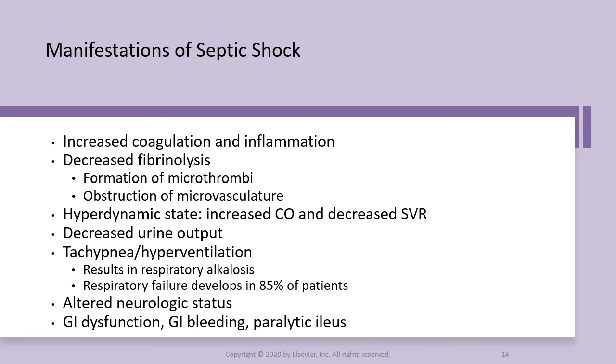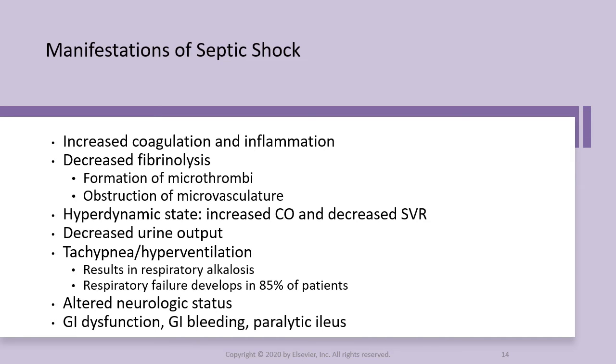Respiratory failure is common. The patient initially hyperventilates as a compensatory mechanism causing respiratory alkalosis. Once the patient can no longer compensate, respiratory acidosis develops. Respiratory failure develops in 85% of patients with sepsis, and 40% develop acute respiratory distress syndrome or ARDS. These patients may need to be intubated and mechanically ventilated.